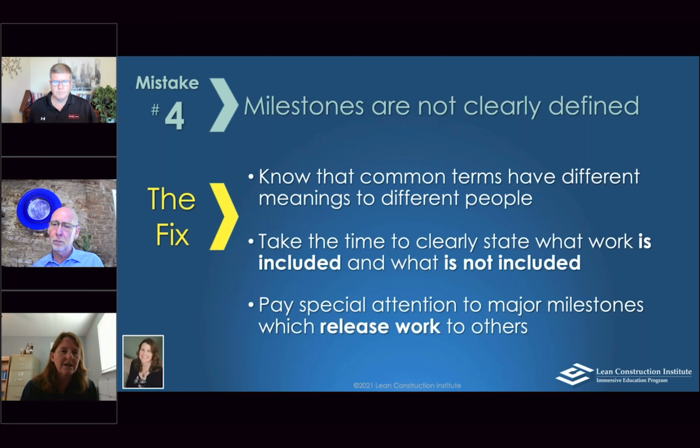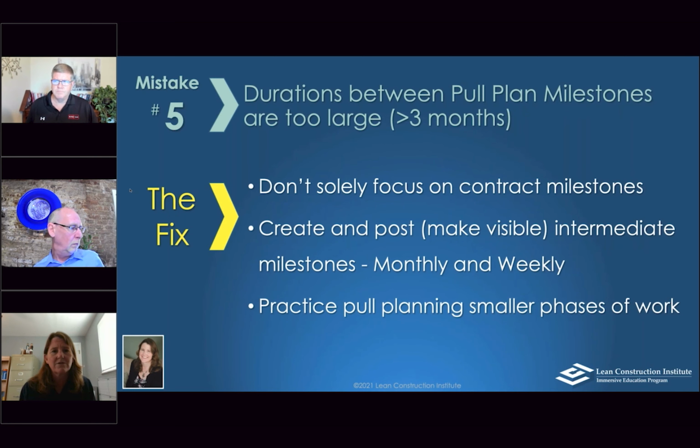And then this next slide is going to talk about some other things to keep in mind as far as the milestones go. So mistake number 5, we often put durations between our milestones that are just too large. And that can be specifically for the pool plans. It can be in our milestone plan. And if you think about it, we could have an overall completion date. And I can say my finish milestone is August 22nd, 2022.